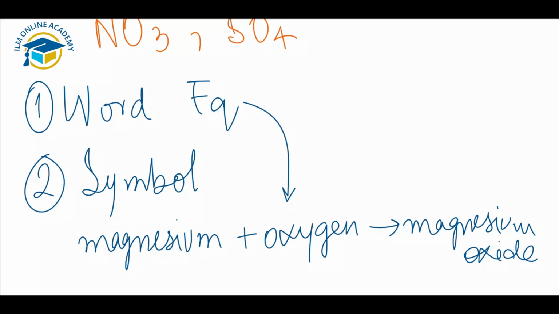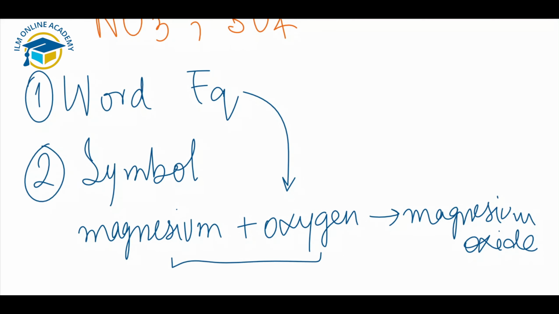So the word equation for the burning of magnesium in oxygen would be like this. We have magnesium and oxygen. These are the reactants, which can be shown by R, and magnesium oxide is the product. This is formed by the reaction between magnesium and oxygen.